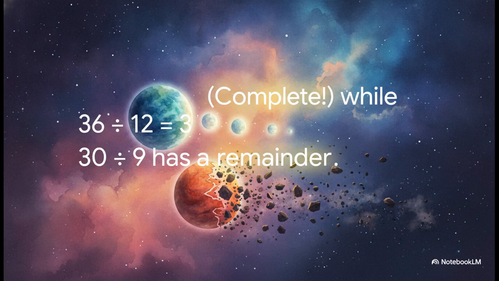Now, contrast that with 30 divided by 9. It gives us 3, sure, but it leaves a remainder. And because of that messy leftover, 9 is definitely not a factor of 30. It's a simple, universal rule.